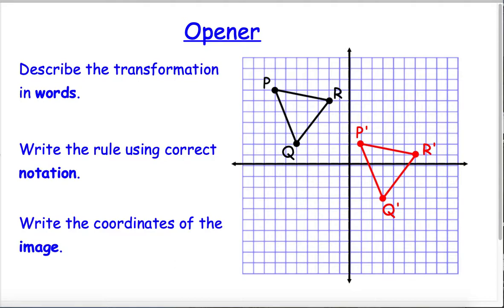Okay, so we want to describe the transformation in words. So let me take, let's say, point P, and let's go to P prime. First, let's go in the X direction, so that means left or right. So we would have to move P to the right. 1, 2, 3, 4, 5, 6, 7, 8 units to the right.